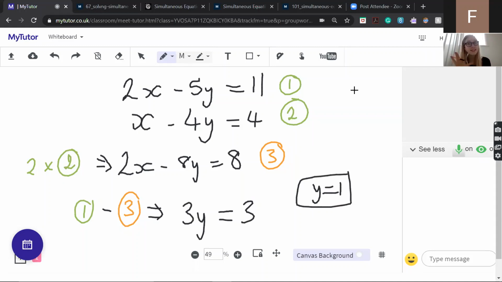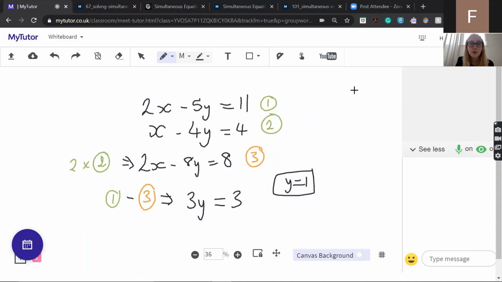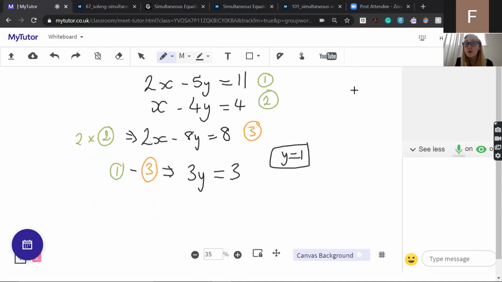But we're not quite done, because we need to now work out what x is. Now you can choose to substitute it into any one of these 3 equations that we've made, because all of them are true. So it doesn't matter which one we substitute it into. So I'm going to choose to substitute into equation 2, because that's just got a single value of x. So that feels like a lot less work that we need to do.